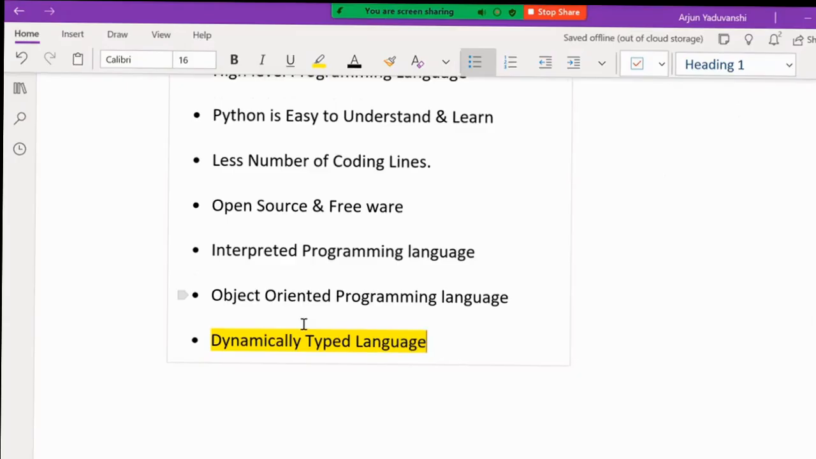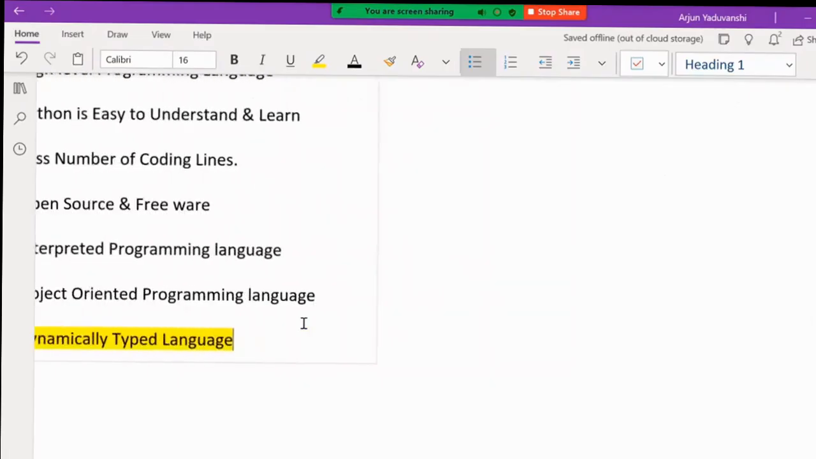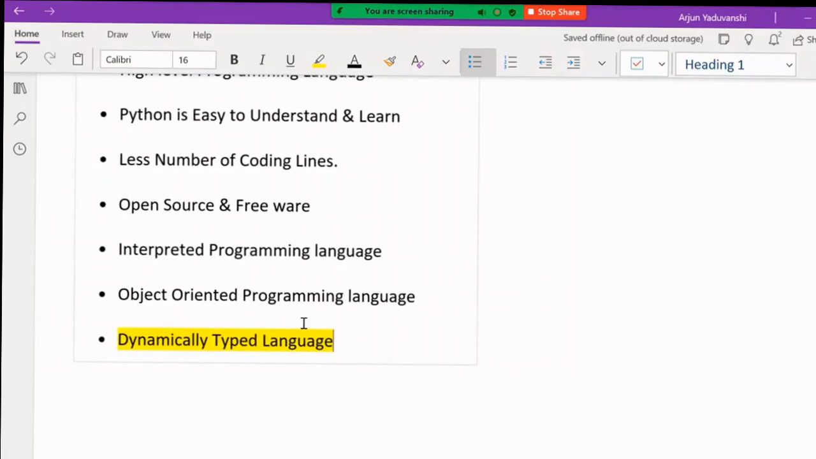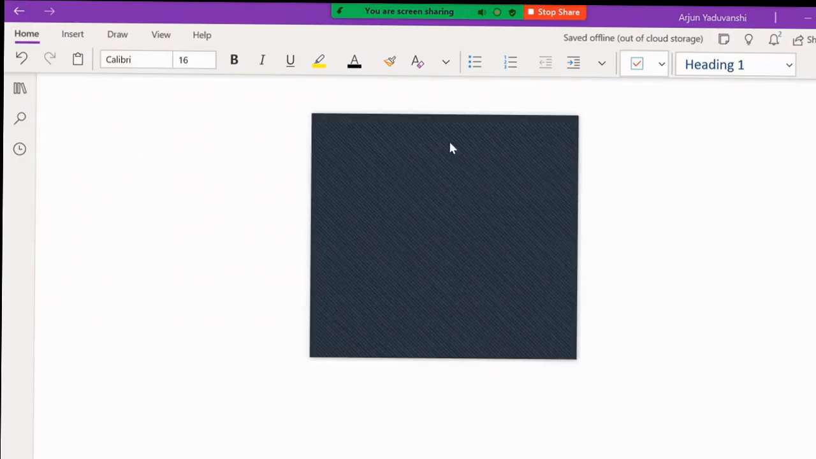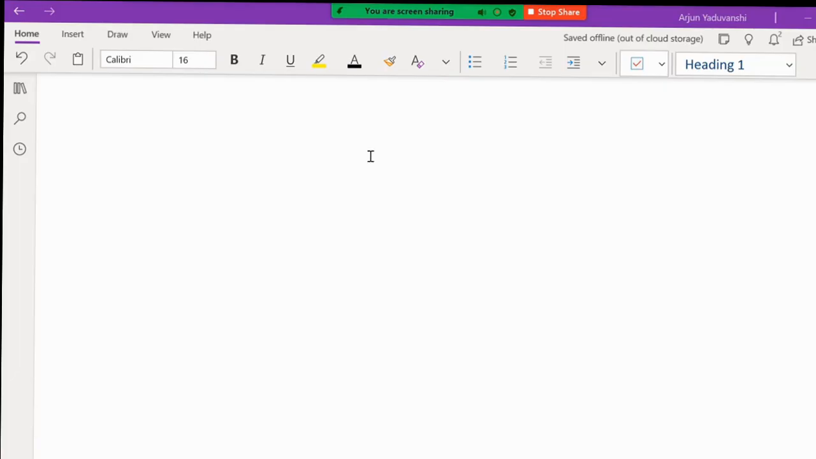what is a data type? First, the type of data is called a data type. We have seen what data is, right? Basically we understood what data is. One second, guys. Now, what is the data type over here? See, a data type is nothing but a type of data.